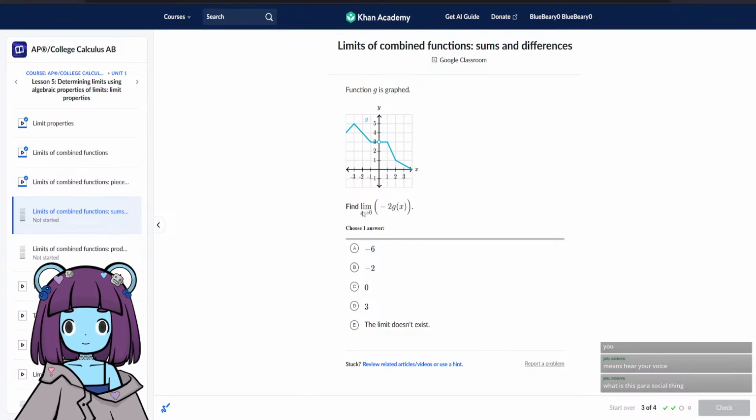The limit as x approaches 0. So g of x as it approaches 0 is 3. So 3 times -2 is -6. Because as g of x approaches 0, it's 3. You get -6.